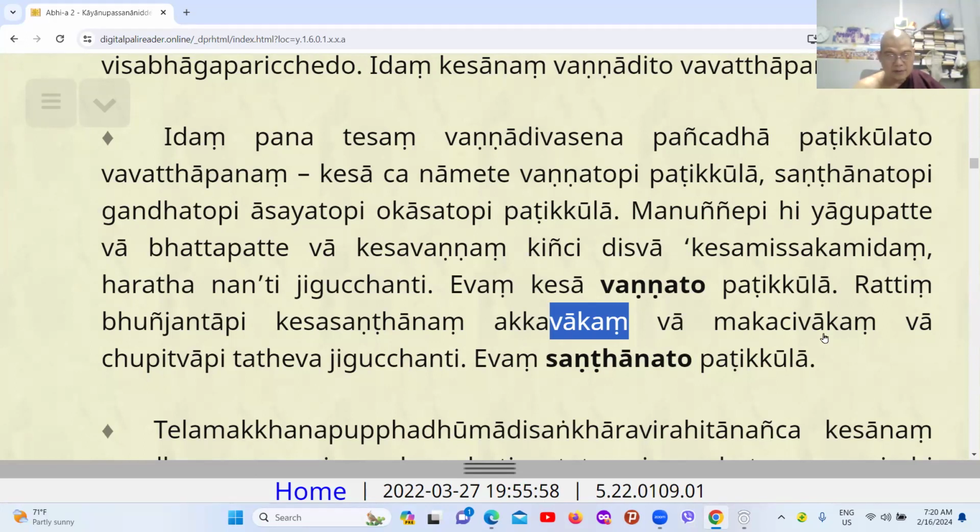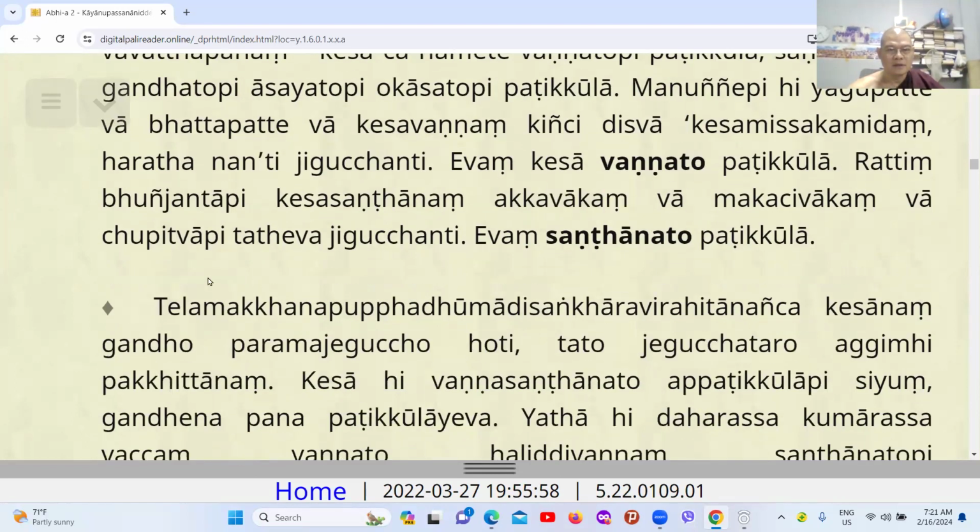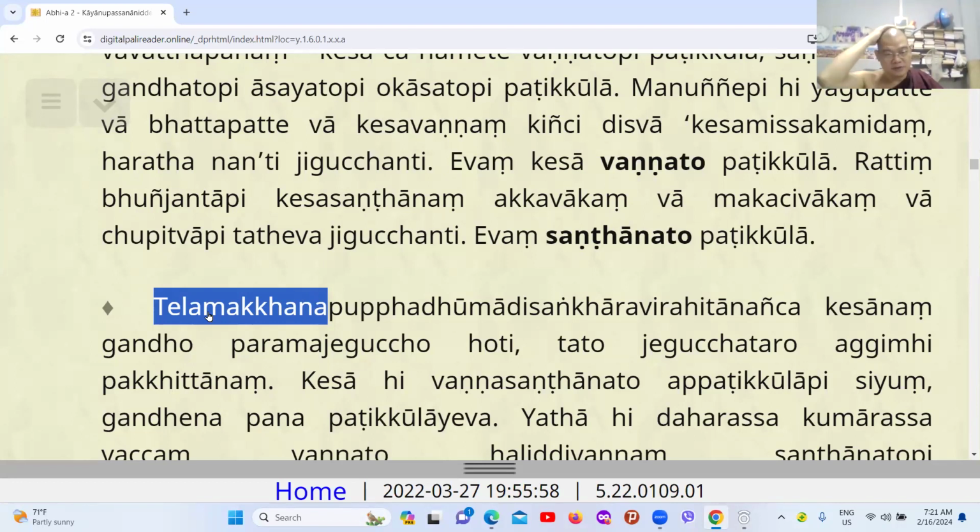Tela makana, smear it with the oil. Sometimes you see people smear their head hair with oil. In order to maintain their head hair, in order to make their head hair heavy, they use coconut oil or any other oil. They pour it in their hand.